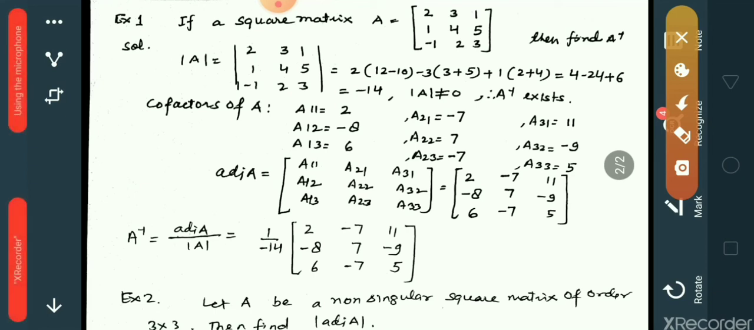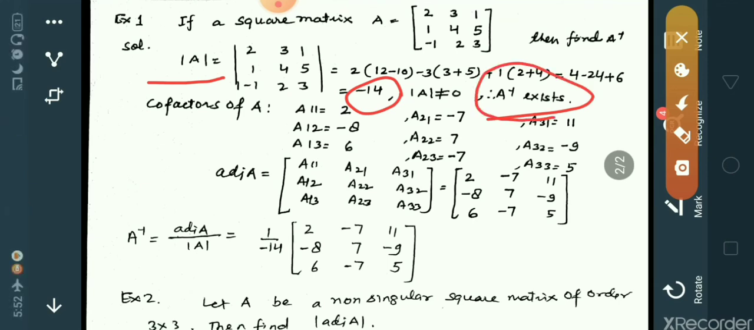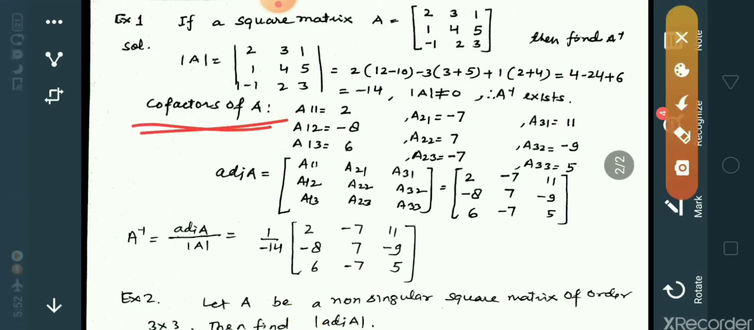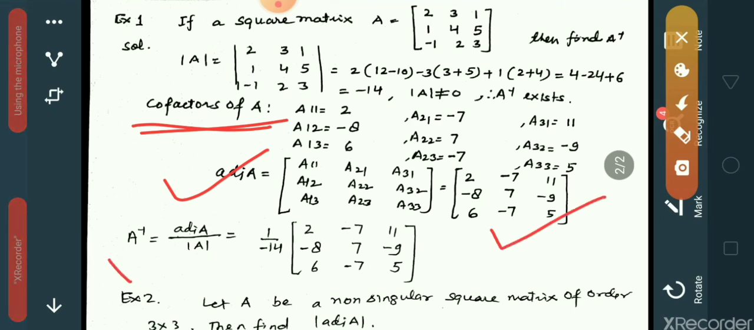So here we first find the determinant of A, and you can see here it is minus 14, which is non-zero. So we can say A inverse exists. Now in the next step we shall find the cofactors of A, simply as you did on the previous page, finding the adjoint of A. This is the adjoint of A. Now A inverse is equal to 1 upon minus 14 into adjoint of A. Simply, you found A inverse.